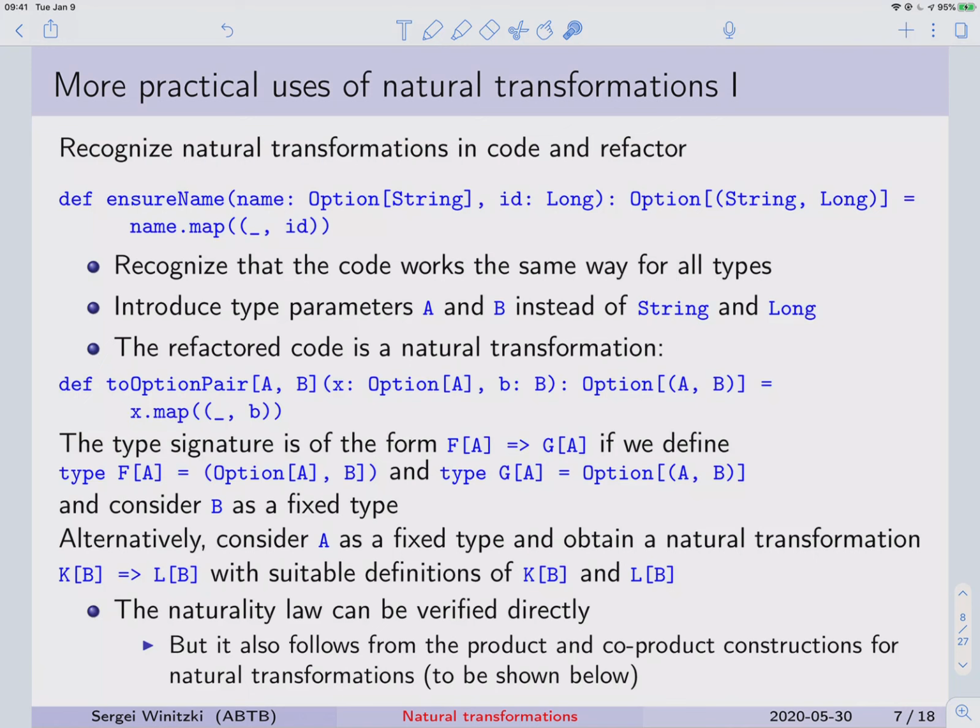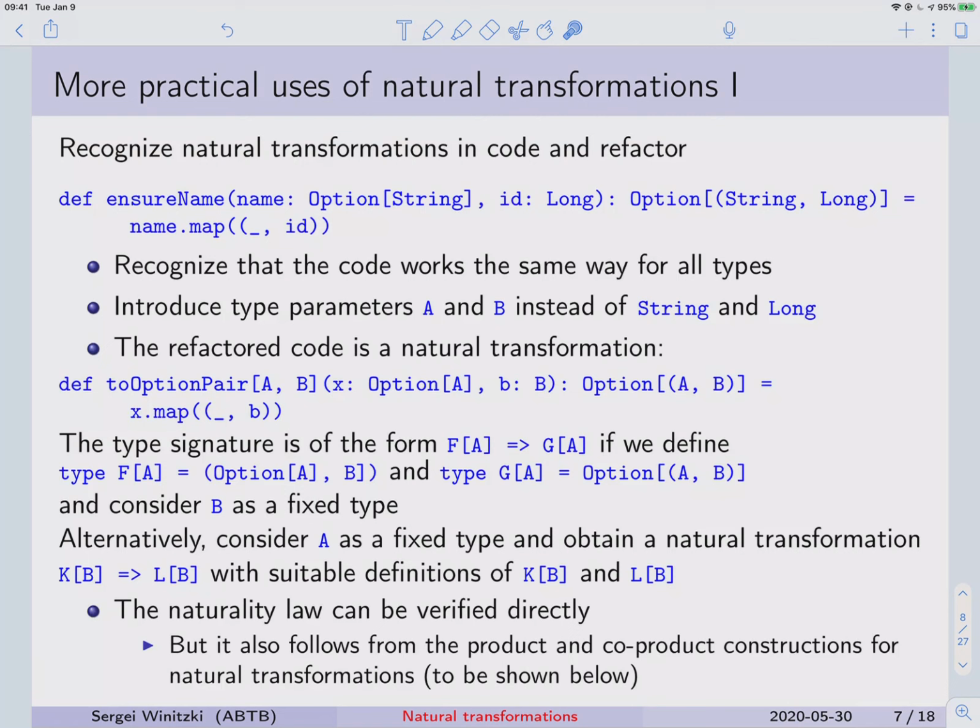But now I look at this code, I recognize there is nothing specific about the types string and long in this code. So this code would work exactly the same way if I introduce type parameters a and b instead of the types string and long. So now I refactor this and I get exactly the same code working for arbitrary type parameters a and b.